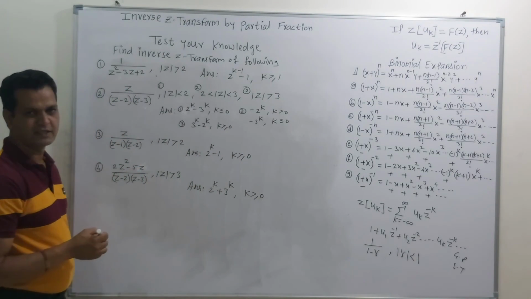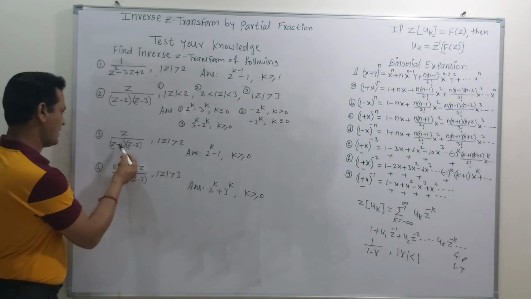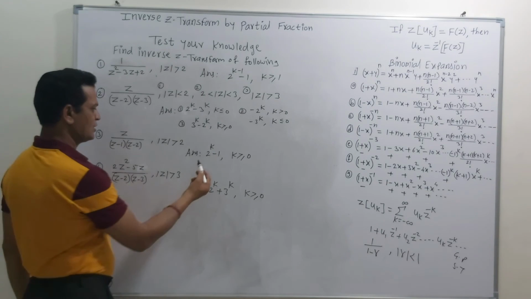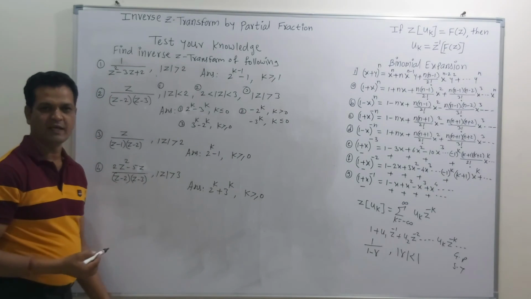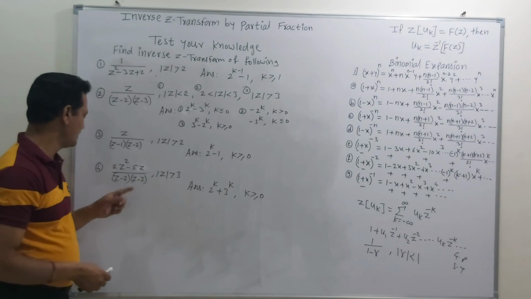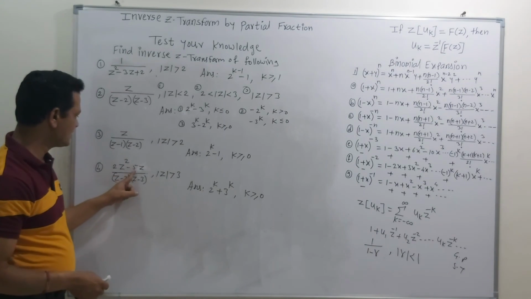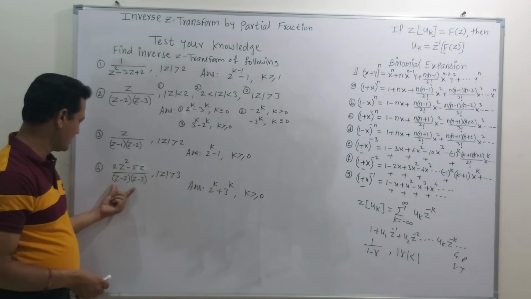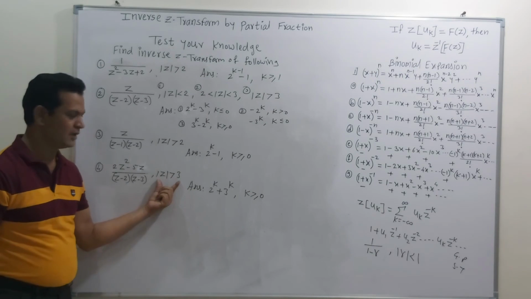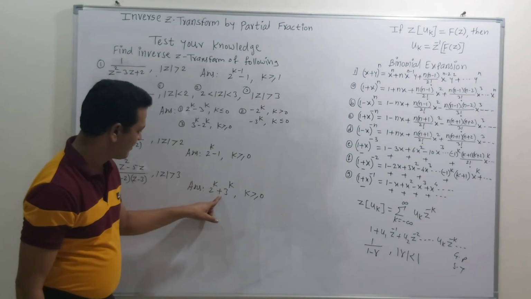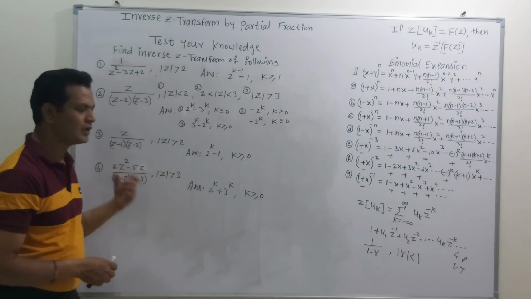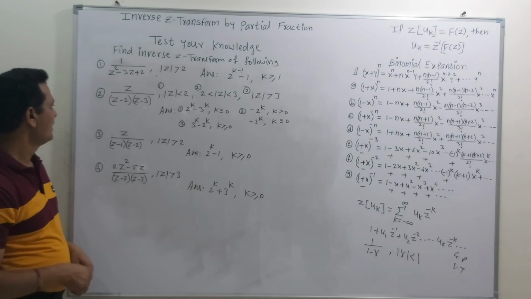And now third example is z upon z minus 1, z minus 2 where mod of z is greater than 2. Answer is 2 raised to k minus 1 for k is greater than or equal to 0. Then last example is 2z square minus 5z upon z minus 2, z minus 3 and region of convergence is mod of z is greater than 3. So now answer is 2 raised to k plus 3 raised to k for k is greater than or equal to 0. So try to solve this 4 important example.